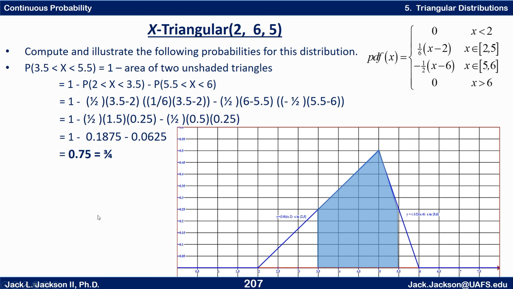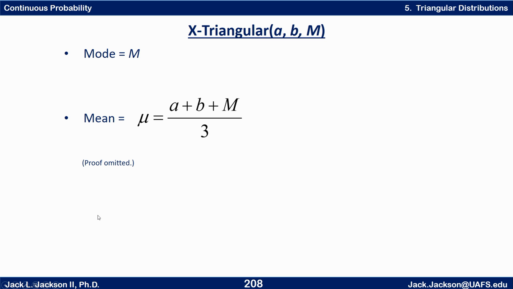Now, a couple more little things. The mode is given to be m, and without proving it here, it turns out that there's a really nice formula for the mean. It's maybe not obvious at all that this is true, but when the dust settles, it's a plus b plus m divided by 3. So you just average the three numbers that you're given up here, and that gives you the mean of the entire distribution. The proof is going to require a little calculus, so I'm not going to go over that now.